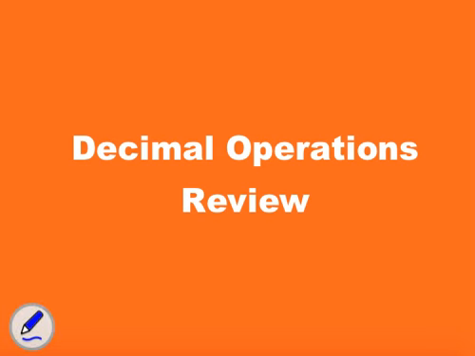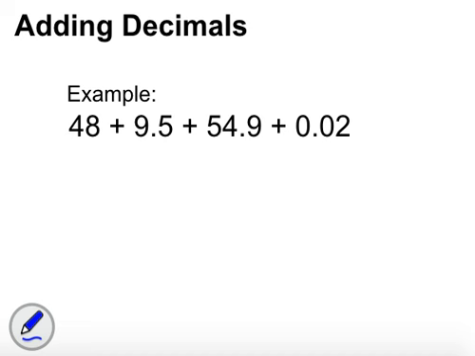Alright guys, tonight we're going to work on decimal operations. Let's start out with adding decimals. First thing is, for any whole number, the decimal point is to the right of the number, or behind the number. So 48 is the same as 48 point nothing or 48.00.